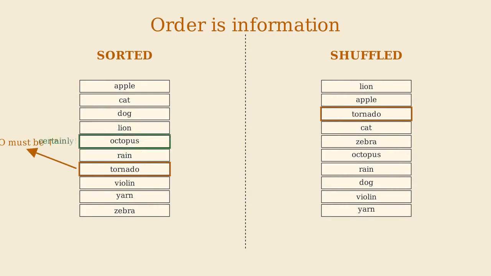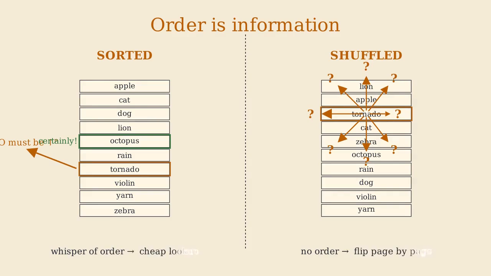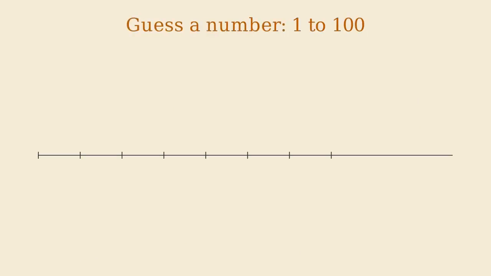Every page in a sorted book is whispering a hint about every other page. In an unsorted book, that whisper is gone. You'd be back to flipping one page at a time because seeing tornado tells you nothing about where octopus might hide. Sorting is the price you pay up front to make every future lookup absurdly cheap. Once you see this pattern, you start finding it everywhere.